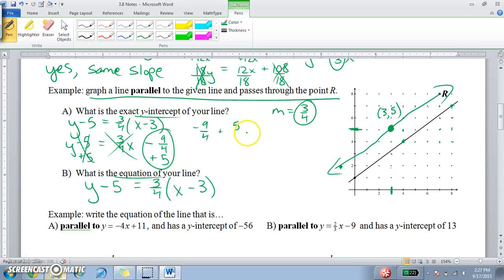To add them together, I need a common denominator. 5 right now has a denominator of 1, so I need to multiply this by 4/4 so that I get a common denominator of 4. I've got negative 9/4 plus 20/4. So now I have negative 9 plus 20 over 4, which gives me a positive 11/4. If I change that to a decimal, that gives me 2.75, which looks like it could be pretty accurate on my graph. 2 3/4, 2.75, looks like my intercept is probably 2.75, so we know we did this right.